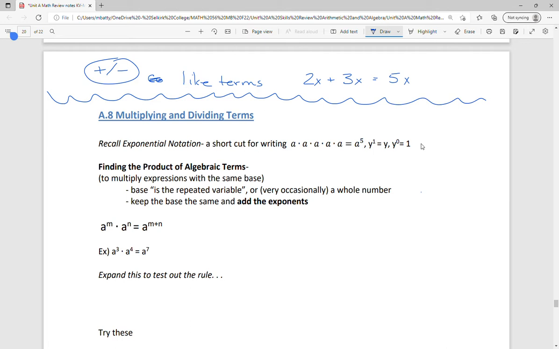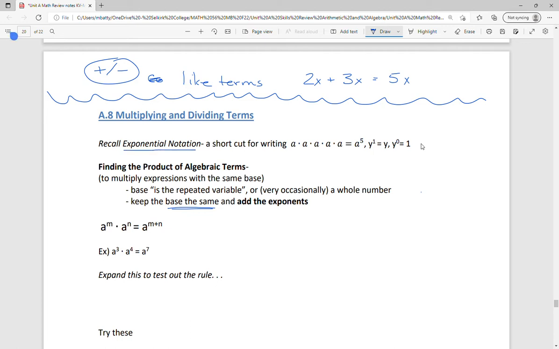So multiplying and dividing terms is different. The variables are going to change. What we focus on are common bases. So if we see A's, we're going to do something with the exponents. If we see B's, we're going to do something with the exponents. And so really making some sense of this, we really need to think back to exponential notation.